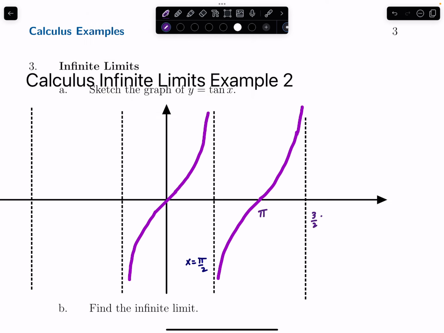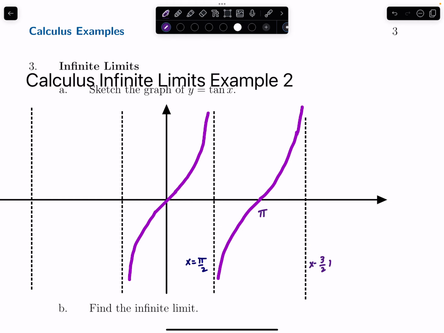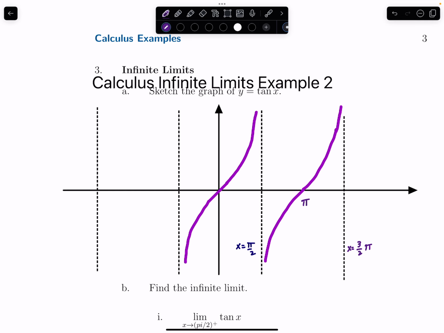So this graph repeats itself. And the period of tangent is pi. It repeats itself every pi. All right, and then we just repeat it. Okay, it goes on forever. Periodic function is what it is.